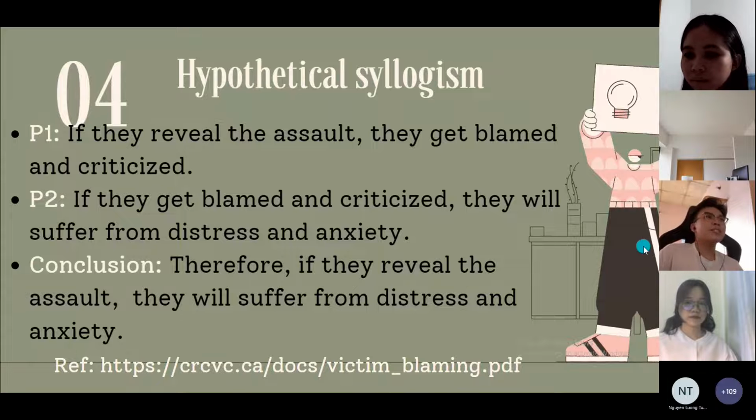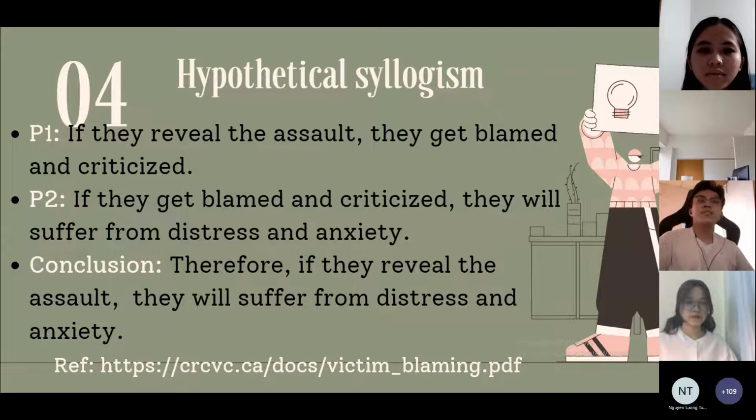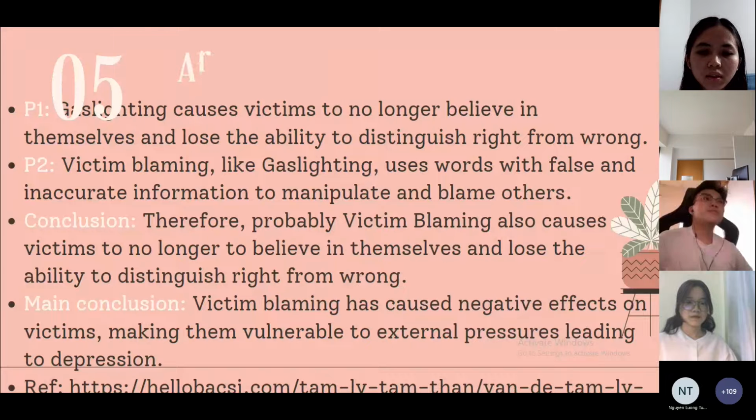Going to the next one, hypothetical syllogism. That's another chain argument. If they reveal the assault, they get blamed and criticized. And if they get blamed and criticized, they will suffer from distress and anxiety. So the conclusion is, therefore, if they reveal the assault, they will suffer from distress and anxiety. That's all.